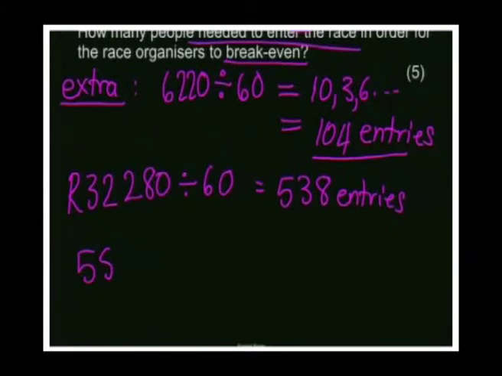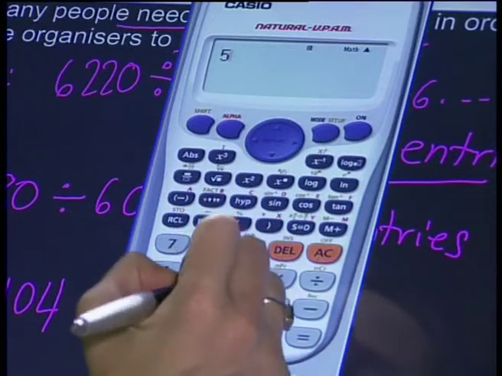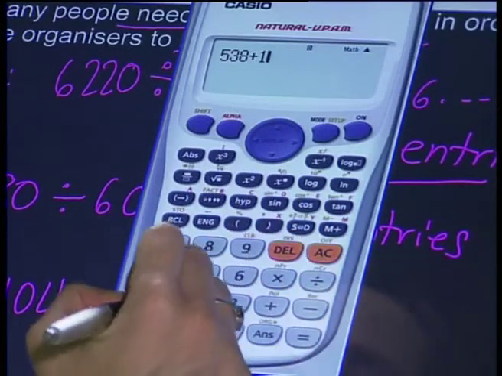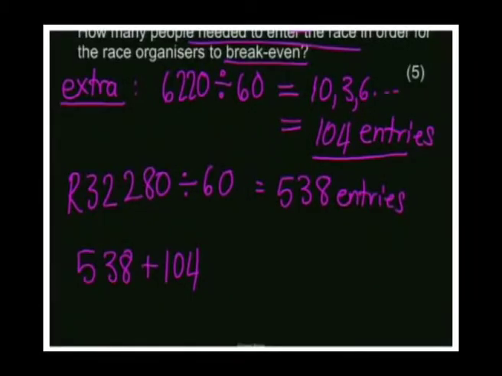So now let's see how many entries we need in total for the race to break even. We're going to say 538 added to our extra entries that we need, and let's work it out. 538 added to 104, and we get 642. So for our race to be able to break even, we need 642 entries, and preferably more, because I'm sure that the organizers of the race would want to make a bit of a profit.